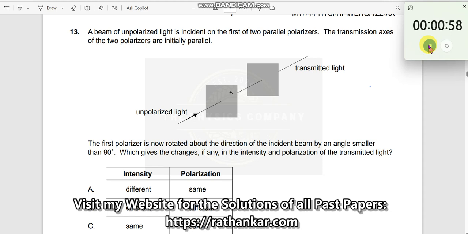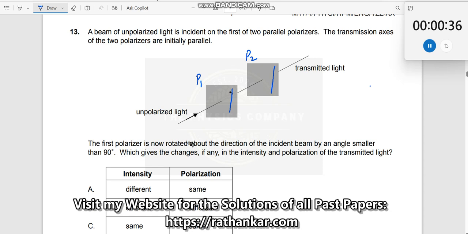Number 13. A beam of unpolarized light is incident on the first of two parallel polarizers. Okay, these are two polarizers. Let me call them P1 and P2. The transmission axes of the two polarizers are initially parallel, which means what? Let us say this is the transmission axis here, and this is also the transmission axis here. Initially they are parallel like this.